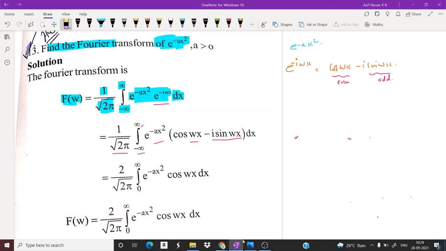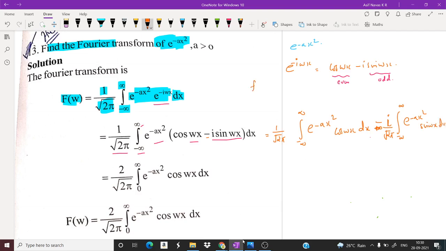Now we will integrate this. I am splitting this integral: 1 by root 2 pi integral from minus infinity to infinity e raised to minus x square cos omega x dx, plus minus i by root 2 pi integral from minus infinity to infinity e raised to minus x square sin omega x dx.